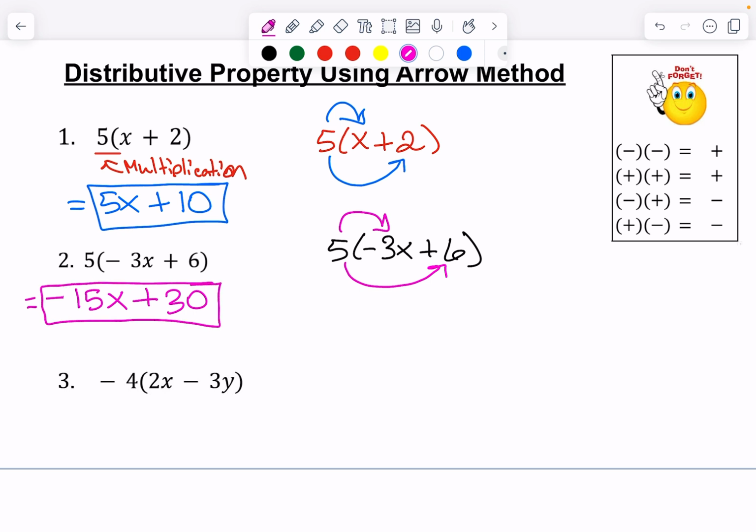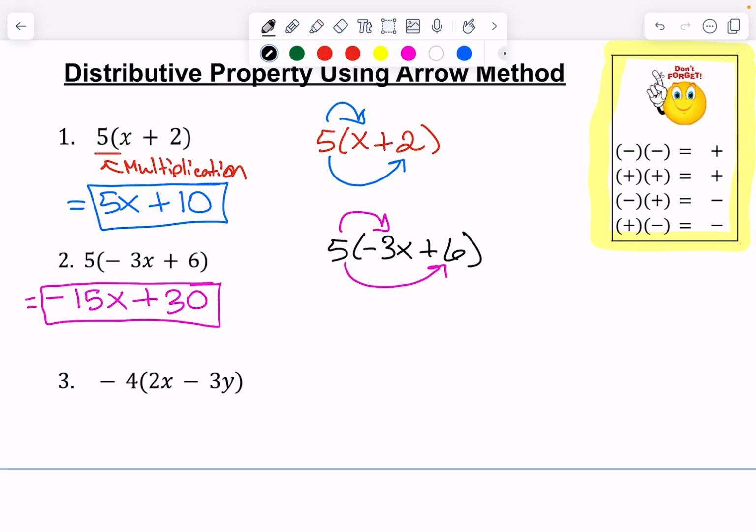If you're having trouble remembering your multiplication rules for positive and negative numbers, please look to the right and remember: 2 negatives or 2 positives, the answer is positive. It's when you have 1 negative and 1 positive together that you end up getting a negative answer.